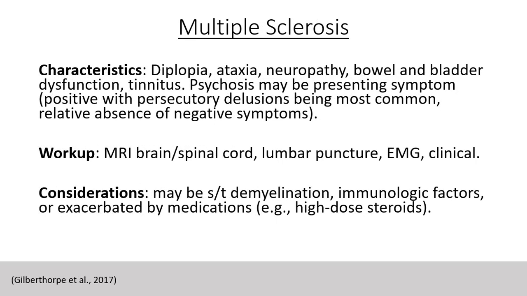Multiple sclerosis may present with diplopia, ataxia, neuropathy, bowel and bladder dysfunction, and tinnitus. Psychosis may be a presenting symptom. Positive symptoms with persecutory delusions are the most common, and there's a relative absence of negative symptoms. Workup includes an MRI of the brain and spinal cord, lumbar puncture, and electromyelogram.